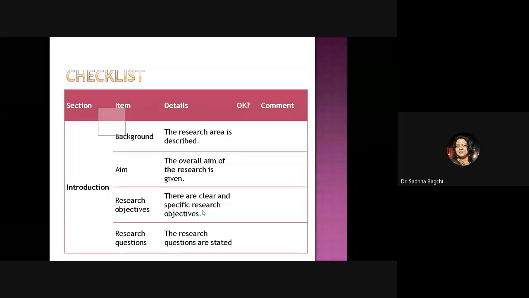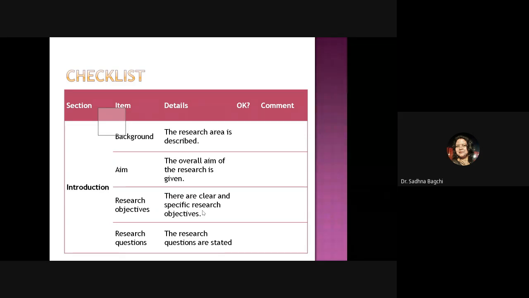Aim: the overall aim of the research is given. What is the aim, or you can say the objective of the study, the overall objective. So you can write the objective in the form of a statement. It will start with 'to study', 'to investigate', 'to analyze'. In this form you can write the aim of the study.